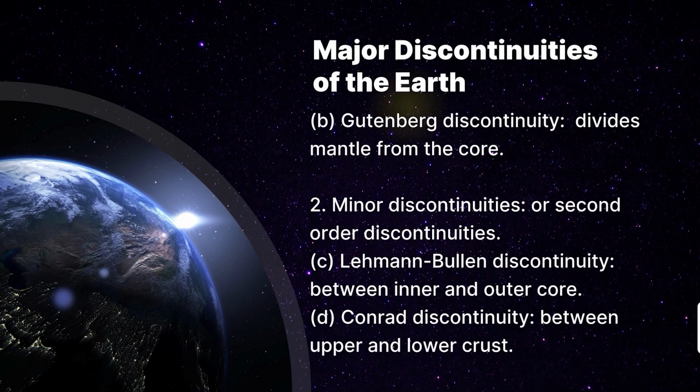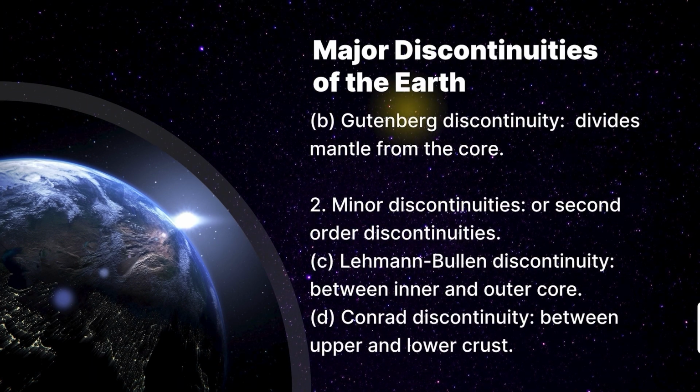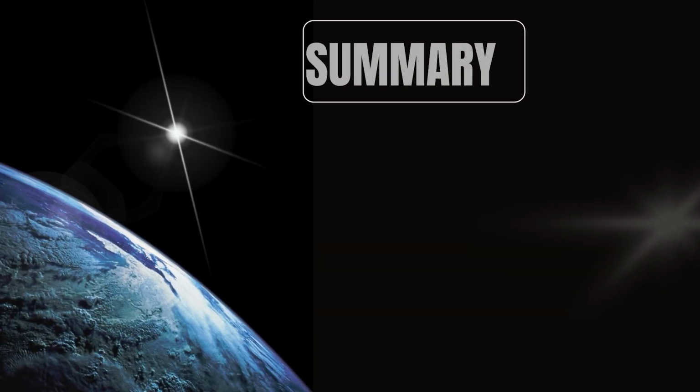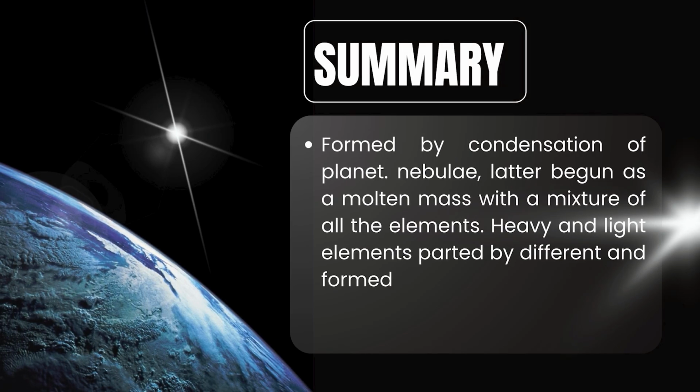The Gutenberg discontinuity is a very important one and divides mantle from the core. The second group is minor discontinuities. Out of these minor discontinuities, the Lehmann-Bullen discontinuity between inner and outer core is very important. Then the Conrad discontinuity lies between upper and lower crust. And finally, we summarize the entire study.